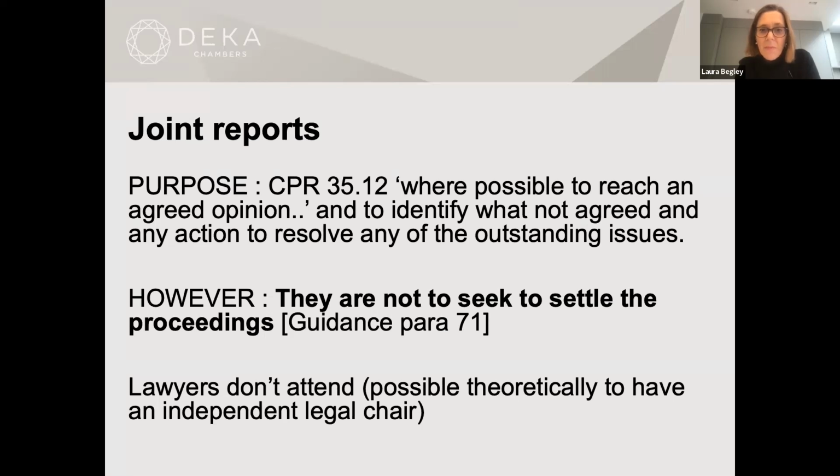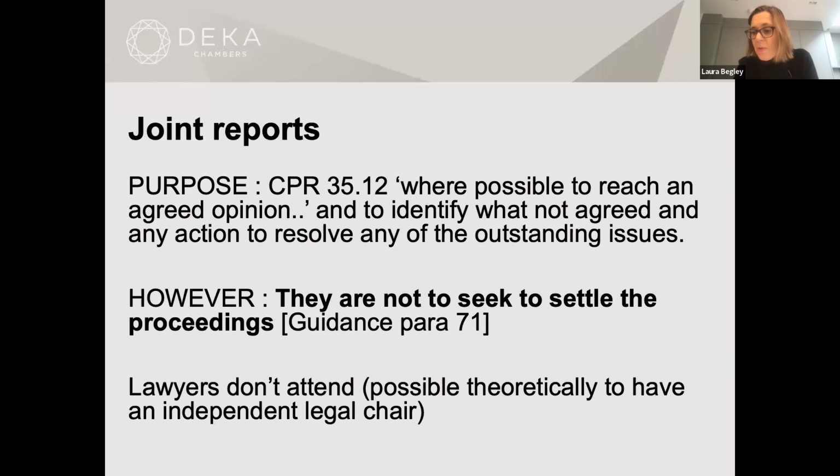Now, you, like me, may have had conferences from time to time with experts who've passed comments that make you think, do they think it's their job to actually compromise the claim? And you can understand that because CPR 35.12 says where possible to reach an agreed opinion, you can understand why, if they haven't understood their duties properly, they might think that it is in fact their job to compromise the claim, when of course it's not.